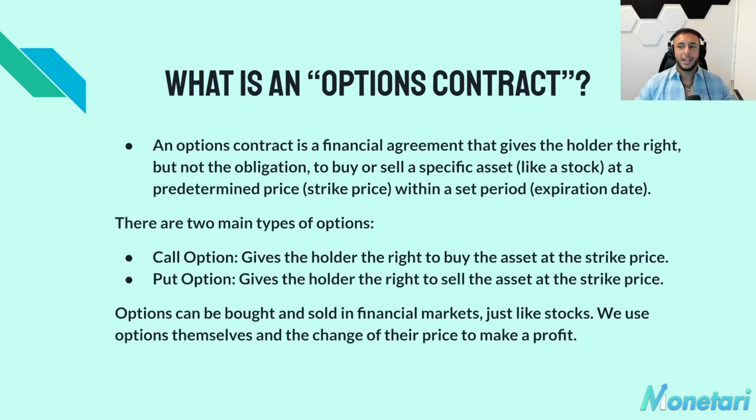Let's start with what an options contract really is. An options contract is a financial agreement that gives the holder the right, not the obligation, so no one's forcing you here, but the right to buy or sell a specific asset, like a stock in this case, at a predetermined price, which is the strike price, which we'll talk about, don't lose me yet, within a set period of time, from now until the expiration date. There are two main types of options. In an easy way to explain it, options are like giving you the right to be able to buy something cheaper than it actually is, or really at a set price.